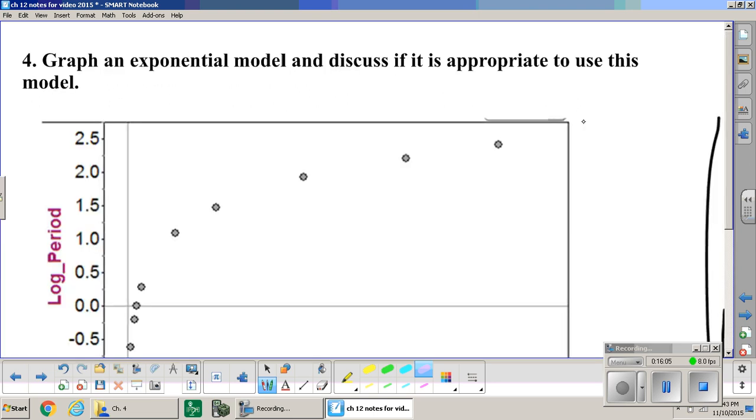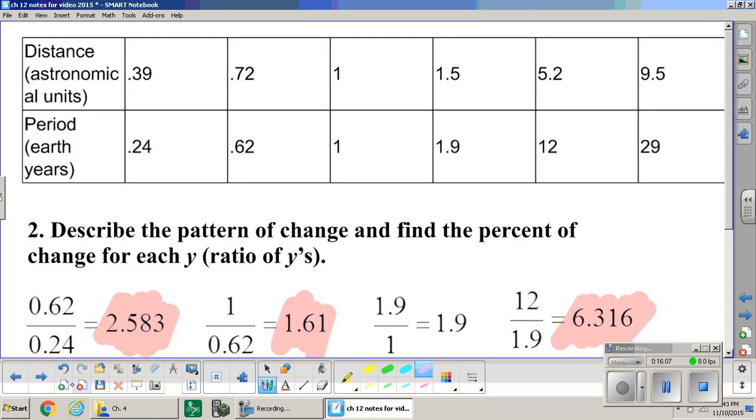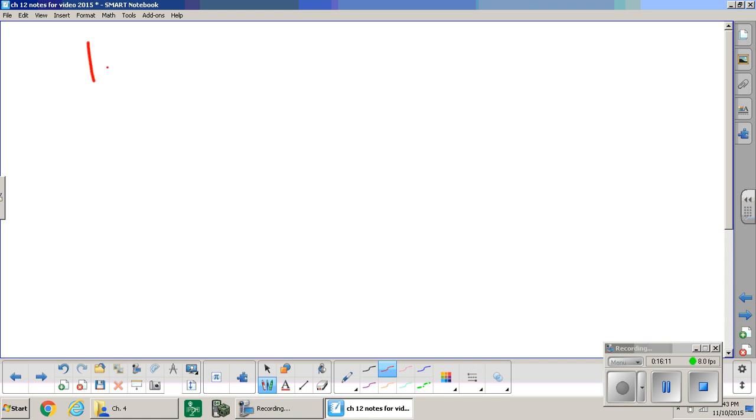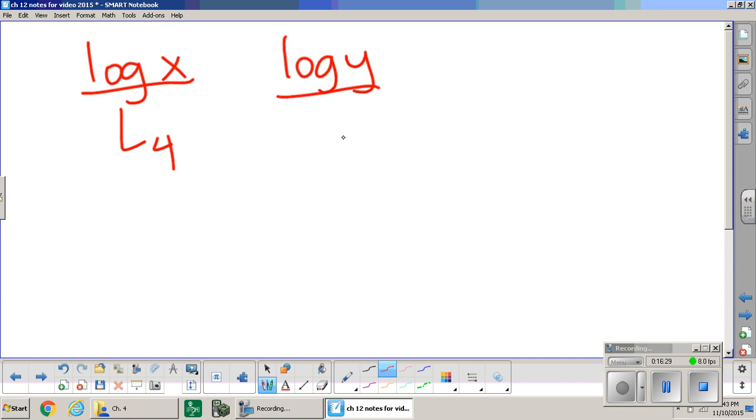Okay, so power means we need to log the x's and the y's. All right. Now I know I said put log of x in L3 and log of y in L4, but you already used up L3 for your residuals. So you can put log of x's in L4, log of y's in L5. All right. Thank you very much.